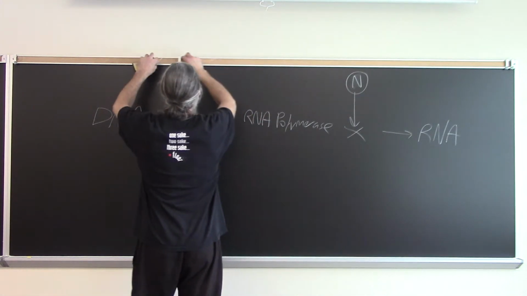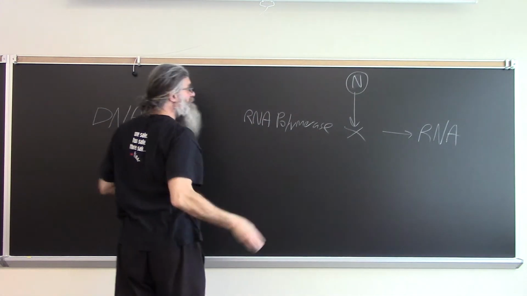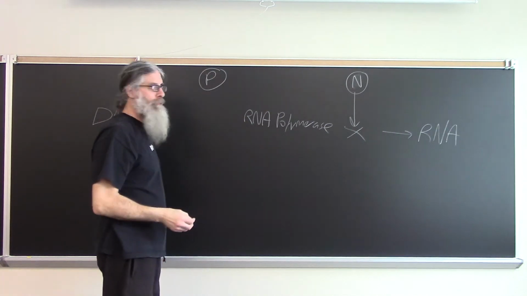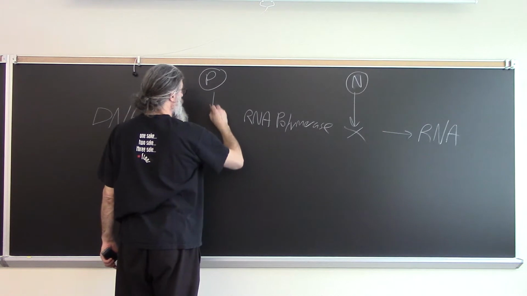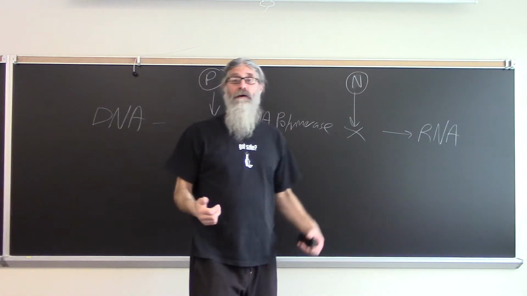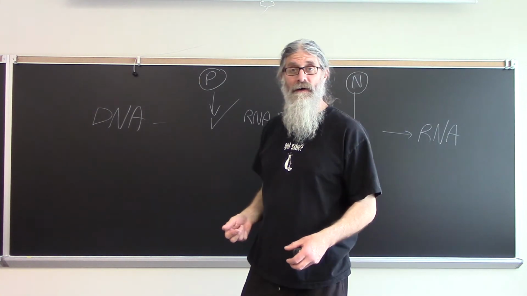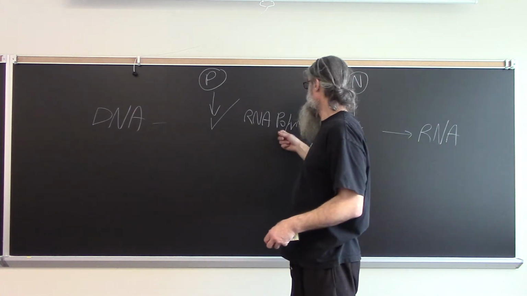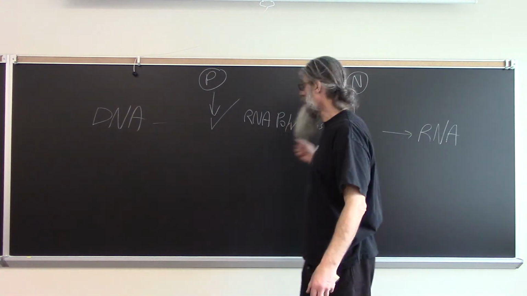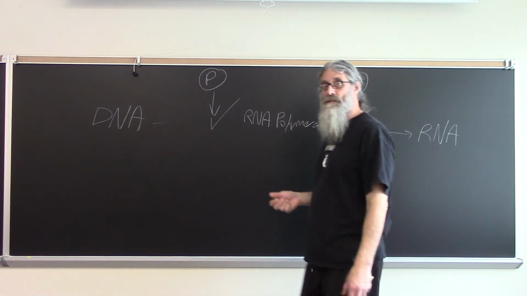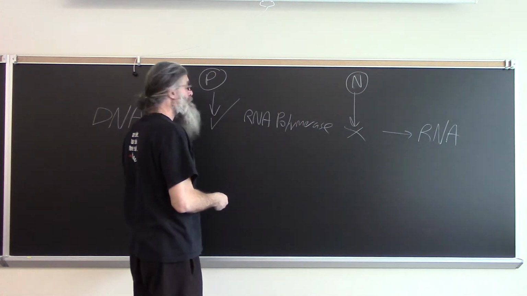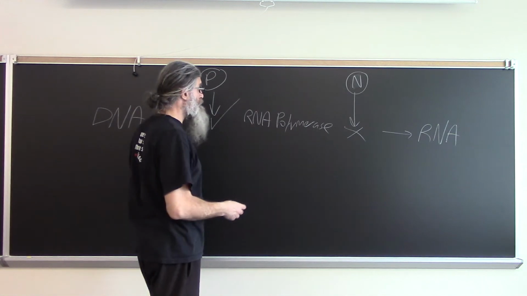Alternatively, if you have positive control, which we'll use a P now, that's going to have a positive impact on the ability of the RNA polymerase to transcribe the gene. And hence I put a check instead of an X. So how does the positive control work? The positive control works by encouraging the RNA polymerase to bind.